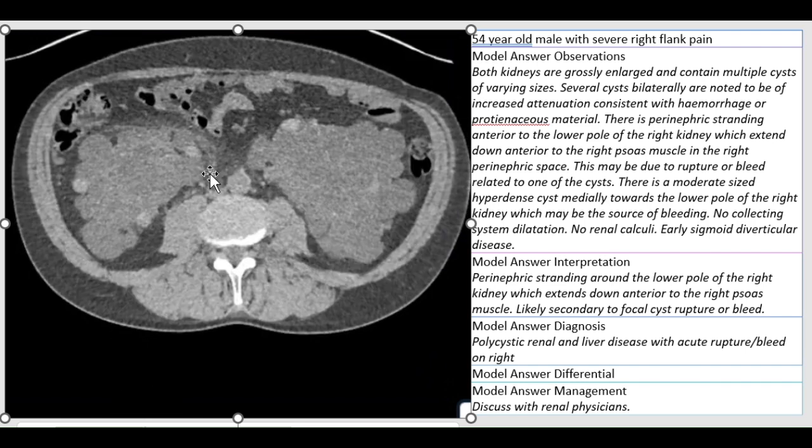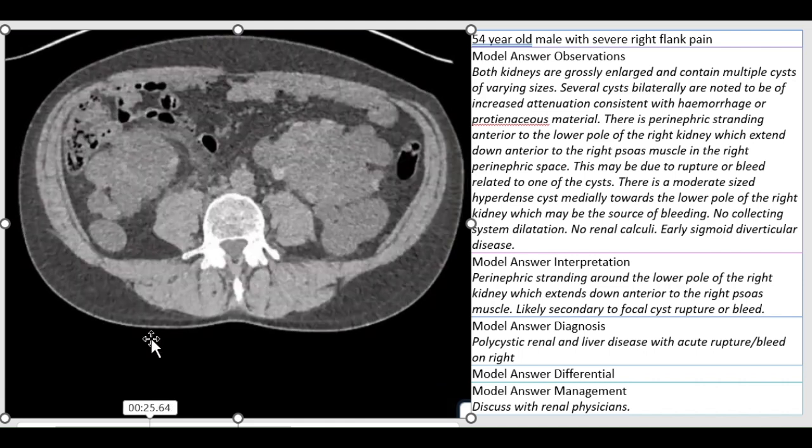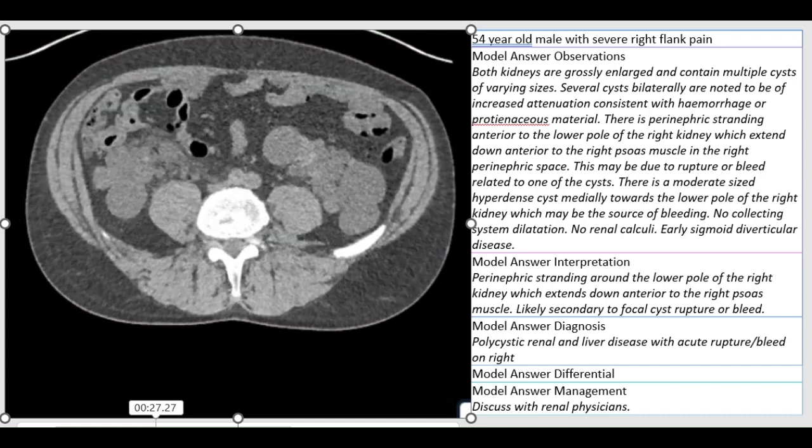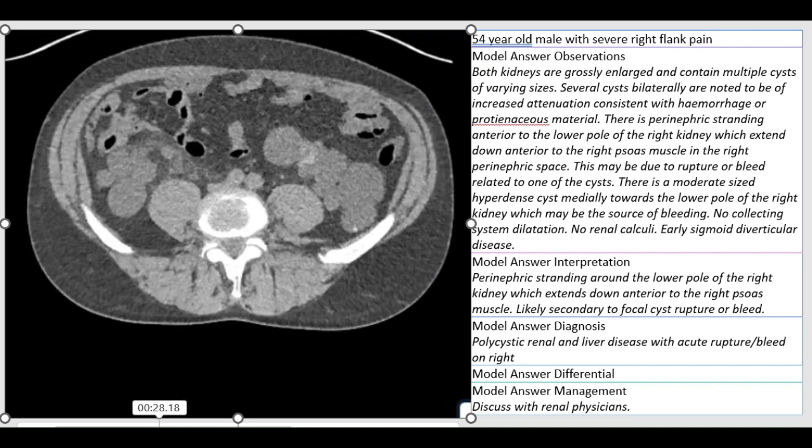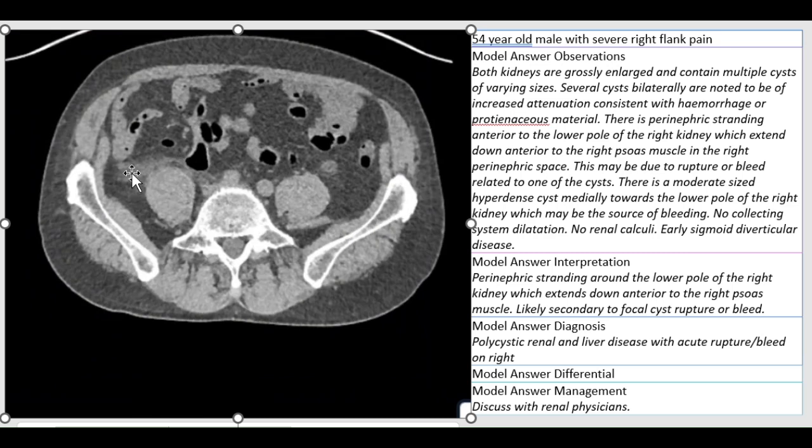If you go down, this is the perinephric fat stranding in the anterior aspect of the right kidney lower pole. If you go down, perinephric fat stranding is still seen anterior to the lower pole of the kidney. If you go down, the perinephric fat stranding extends down to be anterior to the right psoas muscle.